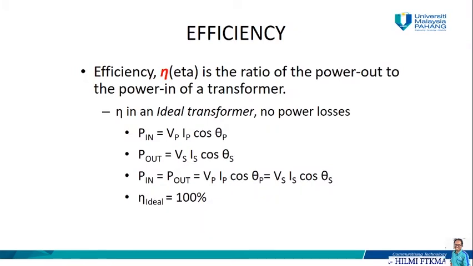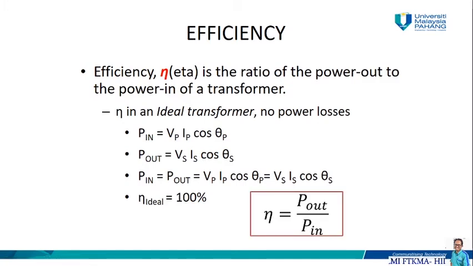Previously, we had discussed the power loss in a transformer. Therefore, we have to know or calculate the efficiency of a transformer as an AC device. The efficiency, or eta, given by this symbol, is the ratio of the power out to the power in of a transformer. So power out will be the secondary and power in is in the primary. So this is the equation of eta, power out over power in.